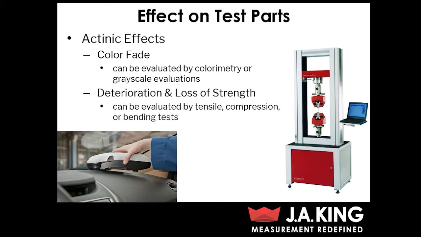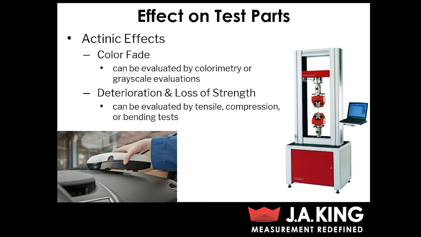So for color fade, this is tested best by using some sort of full spectrum solar exposure, whether it be metal halide or Xenon Arc. And typically to evaluate this, we're going to take measurements using a spectrophotometer or a grayscale, and we're going to take measurements both before and after testing to evaluate if there was any color fade.